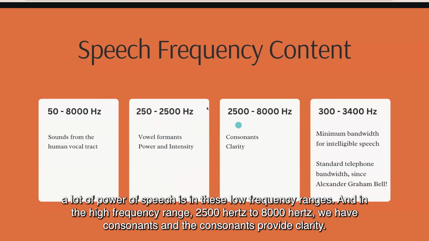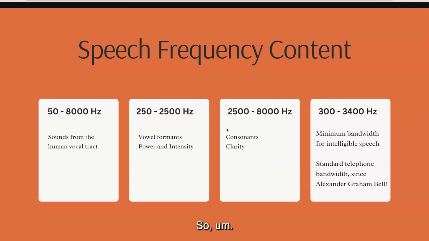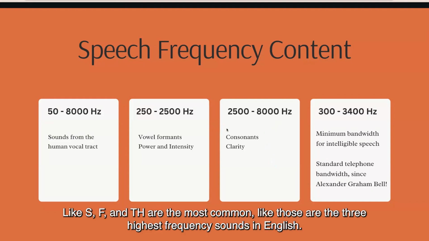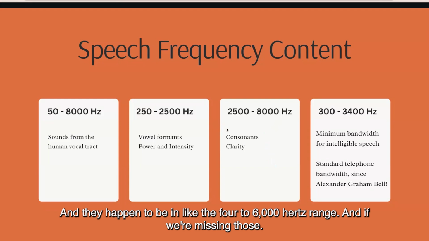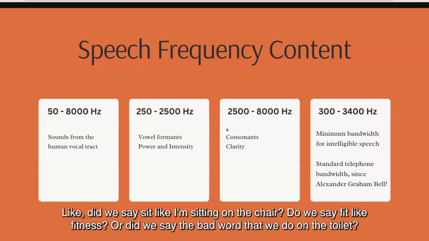And in the high frequency range, 2,500 hertz to 8,000 hertz, we have consonants, and the consonants provide clarity. It just so happens that the consonant sounds are very soft as well. S, F, and TH are the most common, the three highest frequency sounds in English, and they happen to be in the 4 to 6,000 hertz range. If we're missing those, you can see where some confusion can be. Did we say sit, like I'm sitting on the chair? Did we say fit, like fitness? Or did we say the bad word that we do on the toilet?